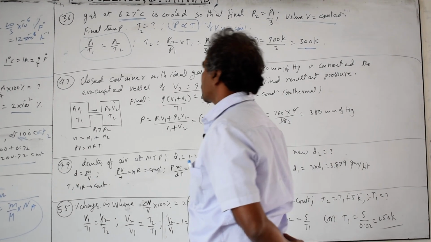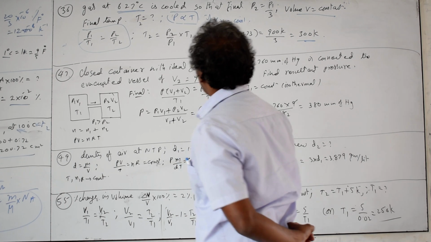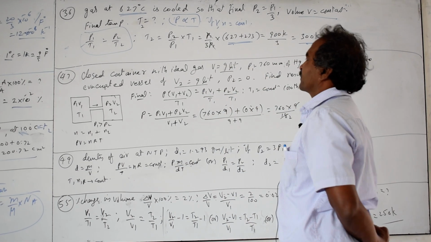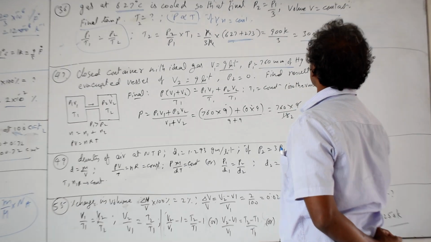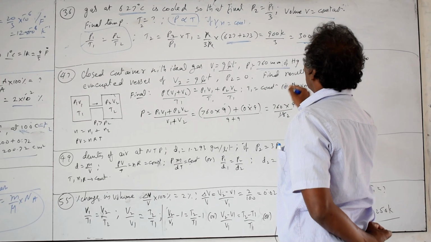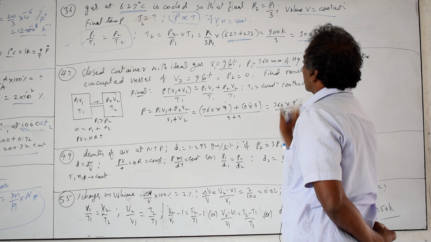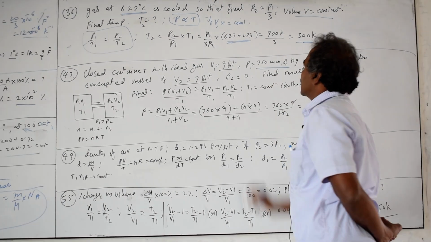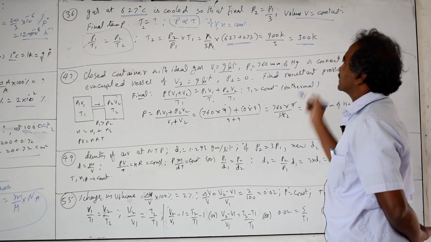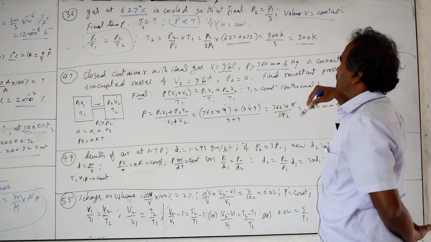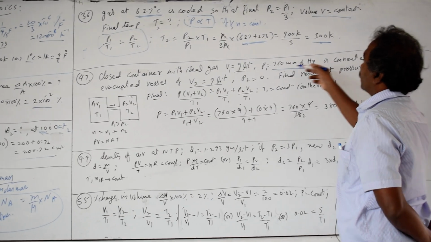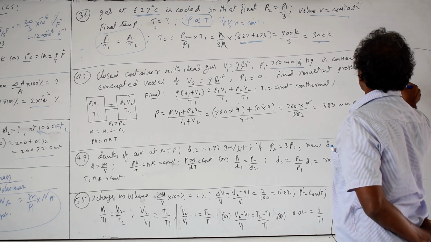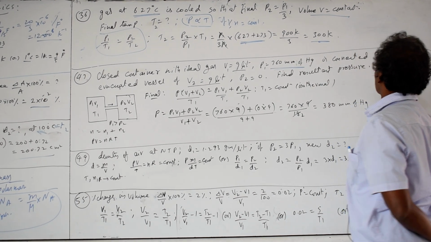Next, the 47th question. A closed container with ideal gas, V1 is 9 liters and pressure is 76 centimeters of mercury. This is 1 atmosphere pressure, the normal atmospheric pressure. A mercury column of length 760 millimeters or 76 centimeters exerts the same pressure as the Earth's atmosphere on the Earth's surface at sea level. For water, what you take is pressure equals h d g, the formula; for mercury, this is 1 atmosphere.